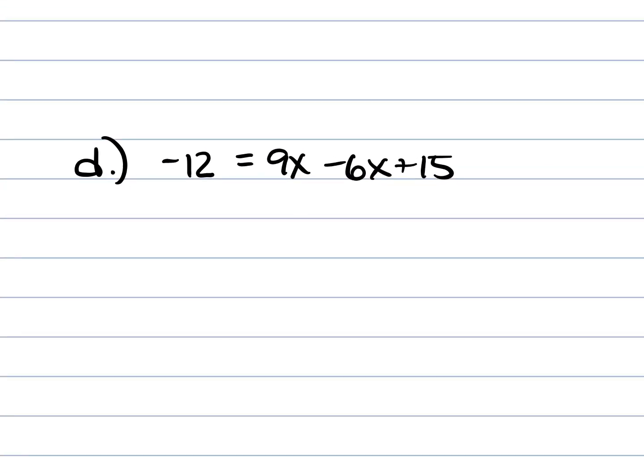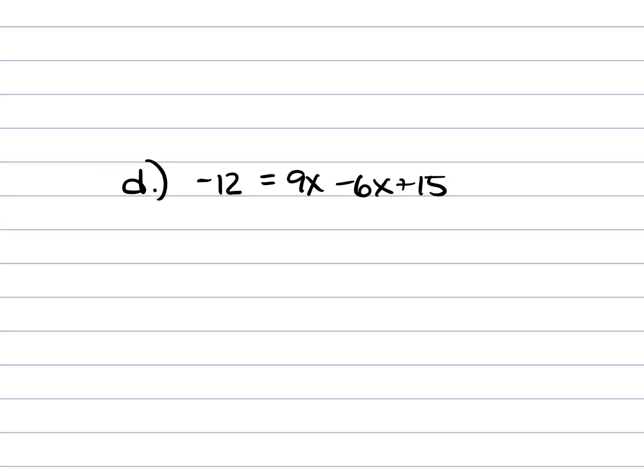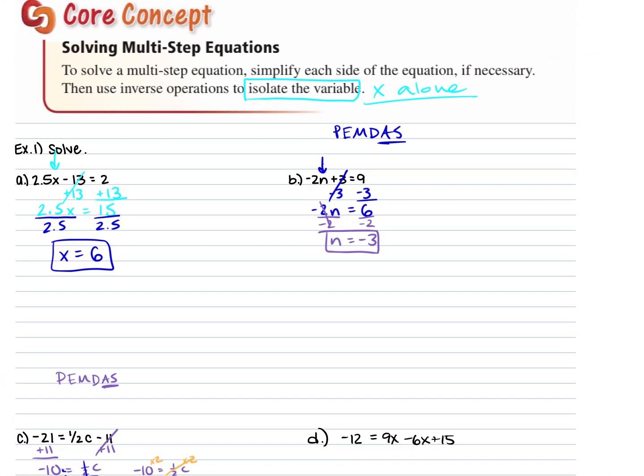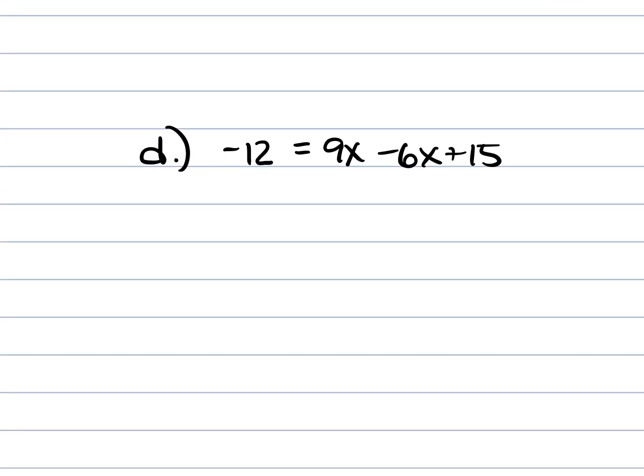All right, let's take a look at D. So we said we have to simplify one side of our equation first if we can. So simplify each side of the equation. Here, since I have two x's on one side, I want to combine those together. So I have 9x minus 6x. I'm going to combine my like terms. These are like because they both have an x. So 9 minus 6 would be 3x. So I have negative 12 is equal to 3x plus 15.